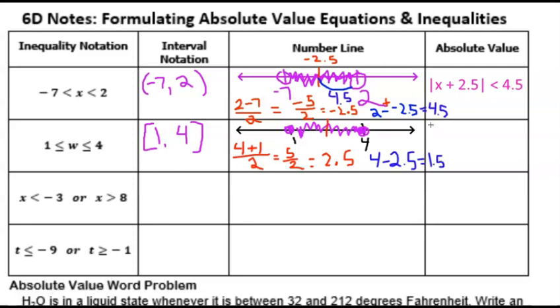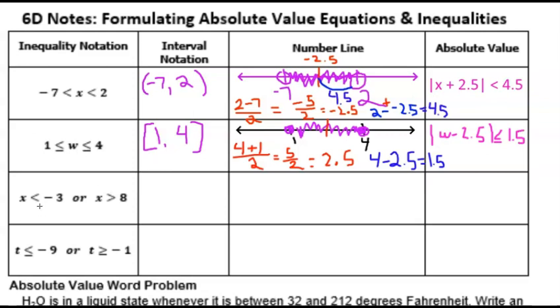So we'll go ahead and write our absolute value inequality from this. So we have the absolute value of w minus 2.5 is less than or equal to our distance, 1.5. Let's look at the next one.